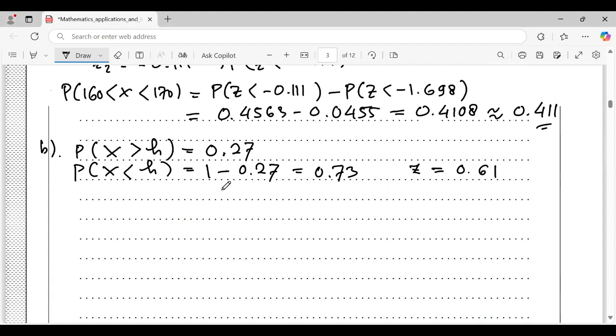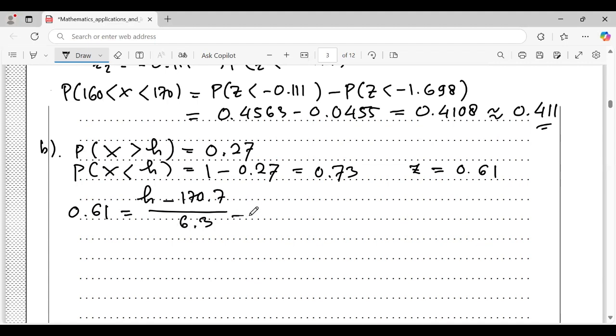Now, use the z-score formula to solve for h. Same with the previous formula. This is z, according to this information, 0.61 equals h minus 170.7 divided by 6.3. Because sigma is, sorry, not sigma, standard deviation. There is standard deviation equals 6.3.